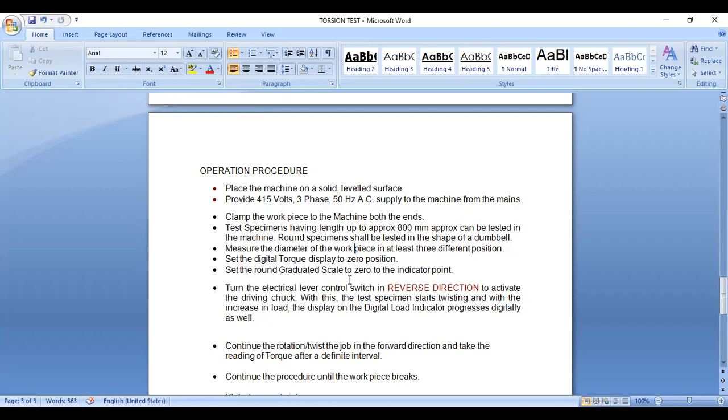Now the graduated scale, which is on the side of the rotating vice, we set to 0 in order to know the amount of rotation applied before the specimen breaks. Turn the electric lever in the reverse direction to activate the driving chuck. The specimen starts twisting properly, and with increased load, the load indicator progresses digitally.